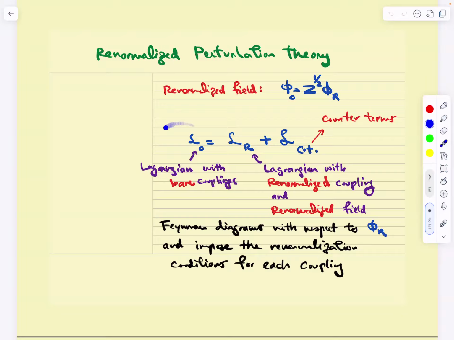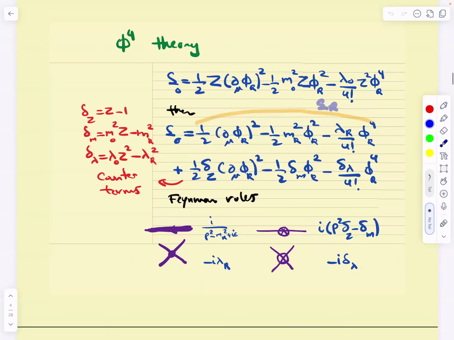So then what do you do? You start with the Lagrangian with bare couplings and bare fields. You write it in terms of a Lagrangian with the renormalized coupling and renormalized fields, plus whatever is the difference between the two. We call these counter terms. And then we're going to be doing Feynman diagrams in terms of the renormalized fields, treating counter terms as interaction vertices, along with the various interactions in the path integral and Feynman diagrams. An explicit example is phi 4 theory.